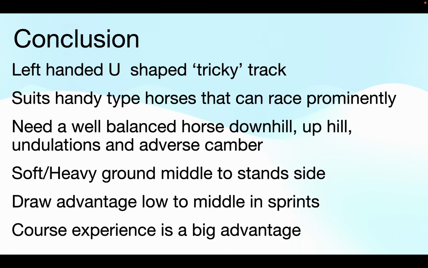In conclusion, it's a left-handed U-shaped tricky track. It suits the handy type of horse that can race prominently or lead. You need a very well balanced horse because of the downhill nature, uphill, undulations and the adverse camber of the track. On soft and heavy ground, middle to stand side is where you'll find the horses coming up on the straight. The draw advantage is low to middle in sprints, but again, it is better to be able to lie handily.